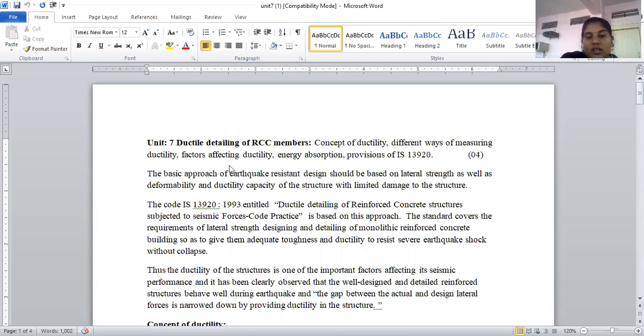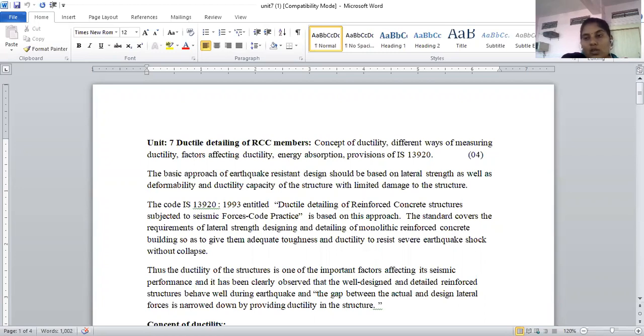So what is ductility, and which IS code is used for the ductile detailing of RCC members? The IS 13920/1993. You should remember this IS code because there will be some MCQs asked in your examination. If such an MCQ comes, the options may be IS 13920/1993, IS 1893, IS 456.